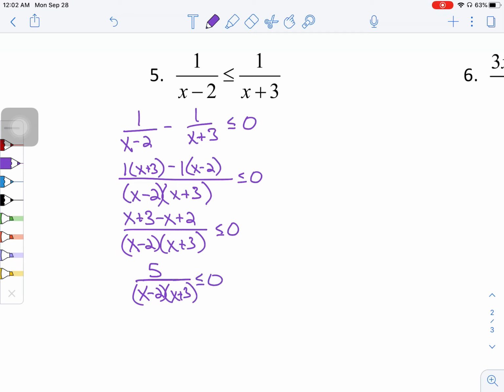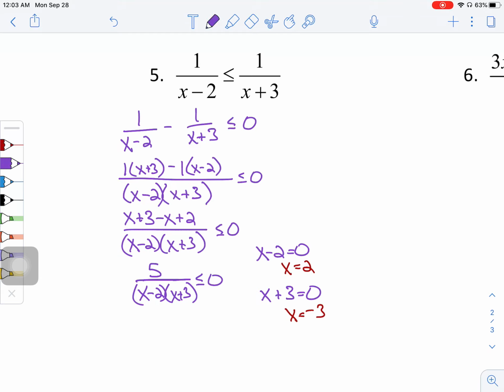So here's one thing I want you to be aware of. This numerator no longer has a variable in it. It is a constant. You will not get a critical value from a constant, so you just leave it alone. We are still going to get critical values from the denominator. Okay, so set each factor of the denominator equal to 0, and those will get you then your critical values. So let's see, we've got x equals 2 here, x equals negative 3 here.